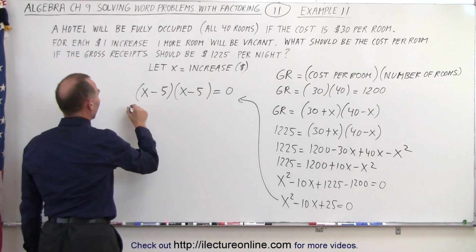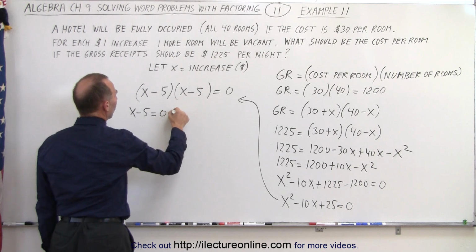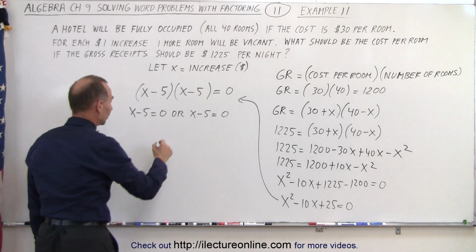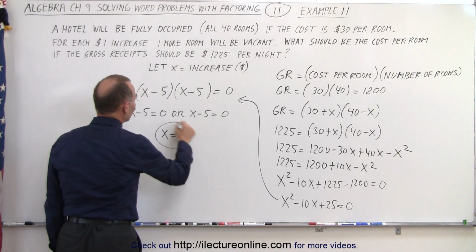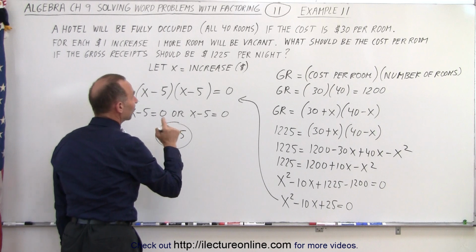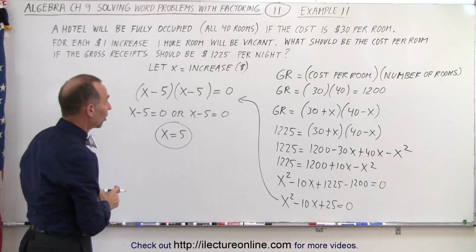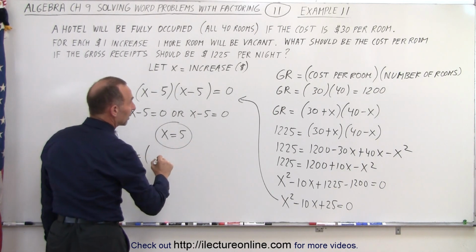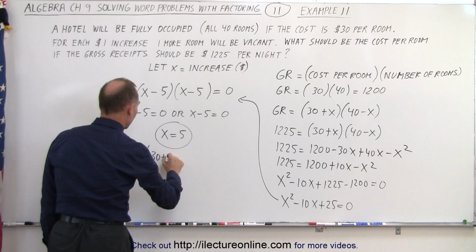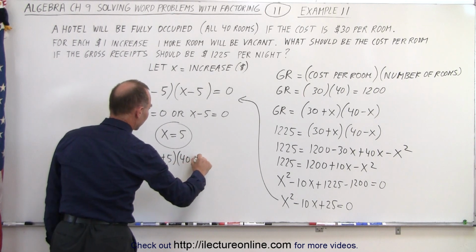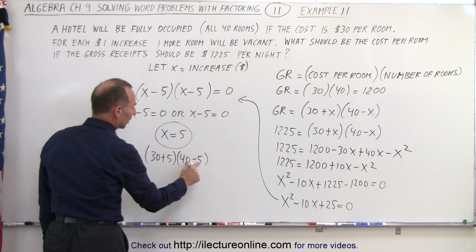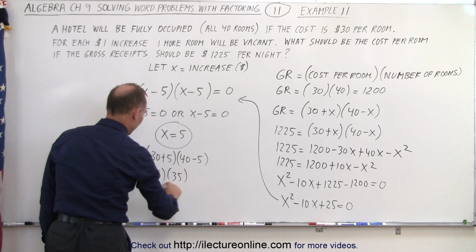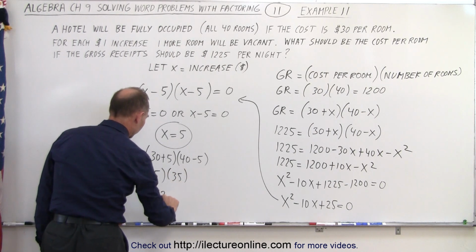So X minus 5 equals 0, or X minus 5 equals 0. In this case, there's only one solution. X must equal 5, which means we should increase the cost per room by $5. There will be 5 fewer rooms occupied, and the gross receipts will be 30 plus 5, the cost per room, multiplied by 40 minus 5, the number of rooms, which is 35 times 35, equal to 1,225.